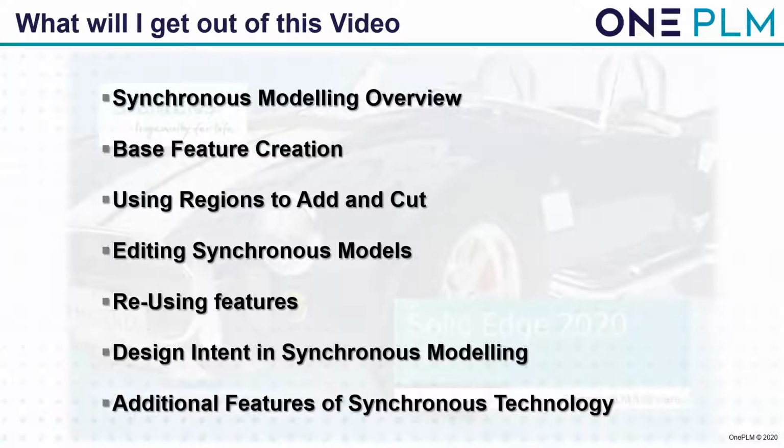Okay, so what we're looking to get out of this video, we're going to be looking at a synchronous modeling overview. We'll look at base feature creation, using regions to add and cut. We can look at editing synchronous models, both Solid Edge ones and ones that have come from other CAD systems. We're going to look at reusing features, design intent in synchronous modeling, and also additional features of synchronous technology. If you want to skip to any of those features, you can go to the time point after each one if you just want to look at that section.